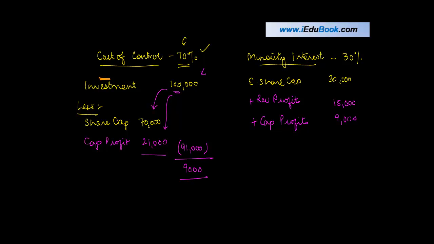So what will this be? Cost of control can either be goodwill or capital reserve. If you pay more, which means your investment is more and what you receive is less, then we assume that whatever we have paid is paid towards goodwill. For the minority, the total will be 30 plus 15, 45 plus 9, 54,000. We'll take these two numbers to the balance sheet.